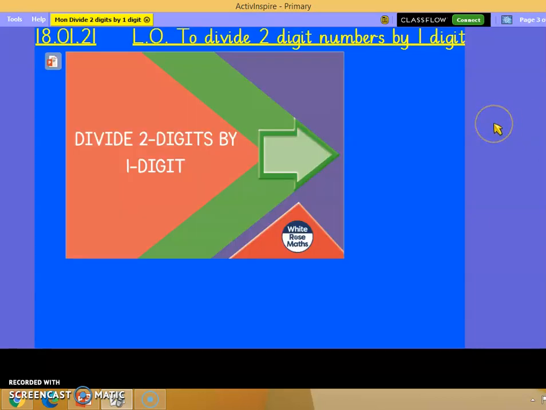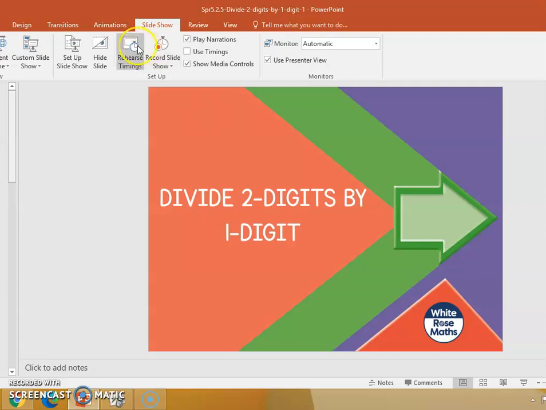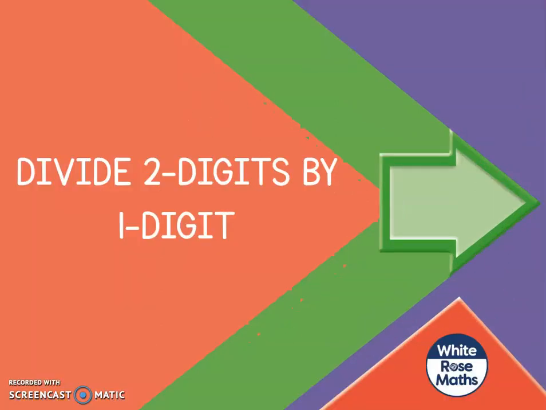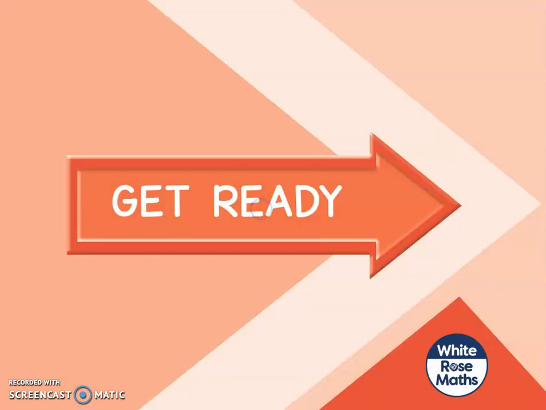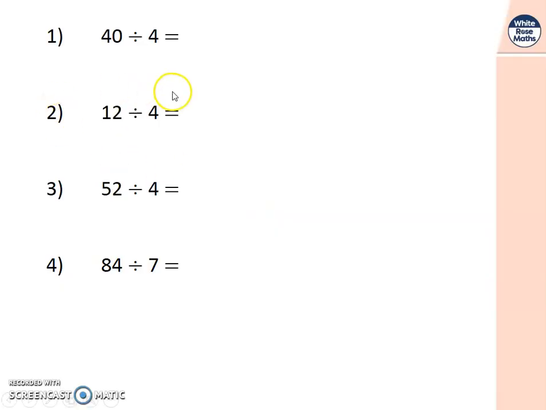Moving on to today's learning then. We're going to begin by looking at our PowerPoint and learning the skills. You can do this on scrap paper or anywhere else, or just practice as you're going along, as you would in class. Let's have a look then at today's learning. So we are learning to divide two digits by one digit. Let's get ready to warm up our skills using our division.